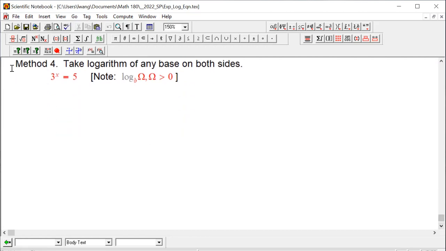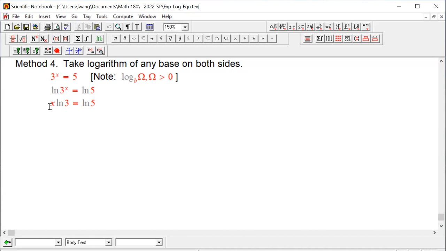So we're taking logarithm on both sides. This time I'm going to just use natural log. So I'm going to take ln on both sides. I can because both sides are positive. And then what? Power rule. So I get x times ln 3 equals ln 5.